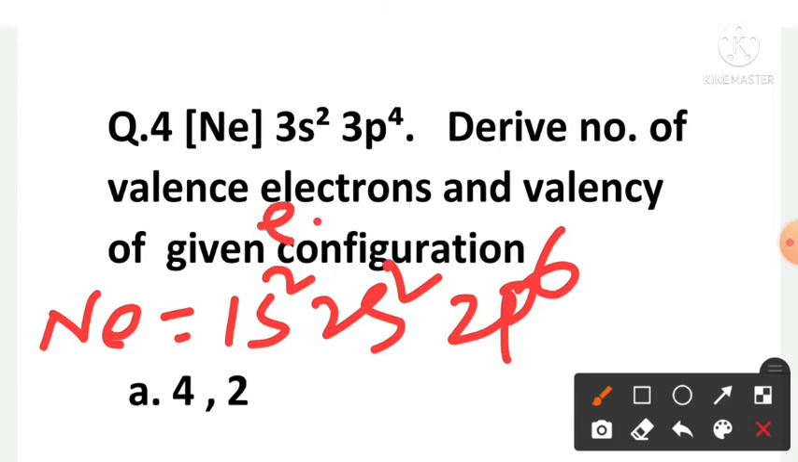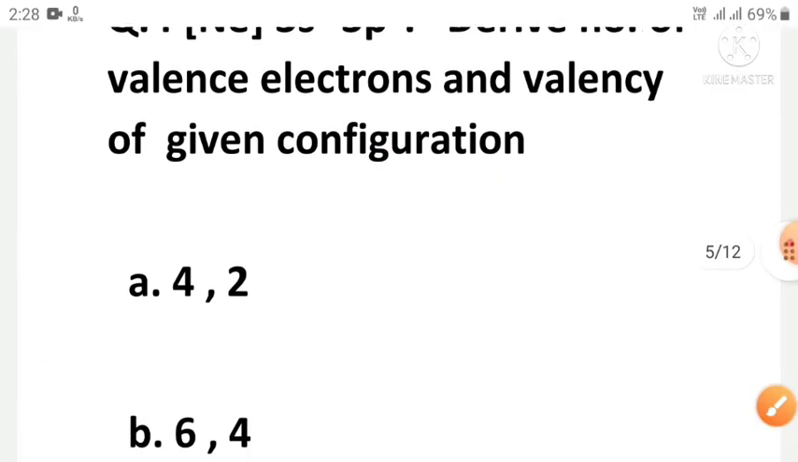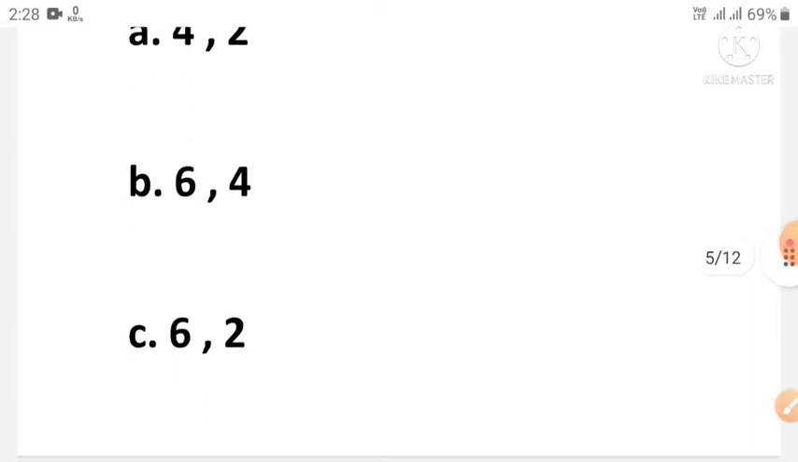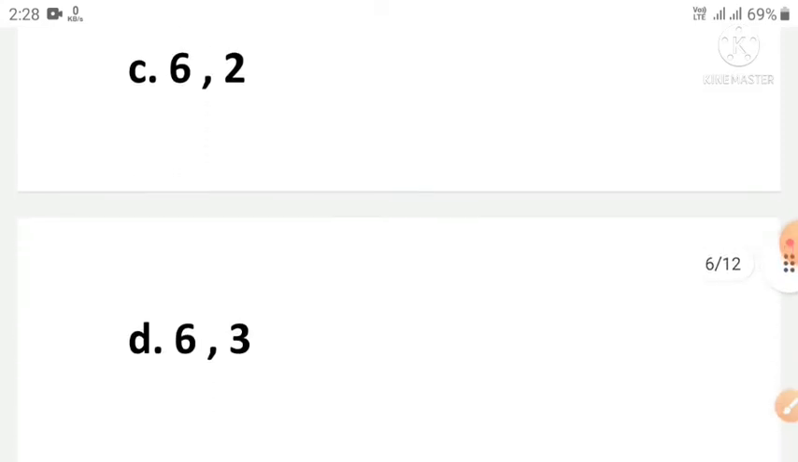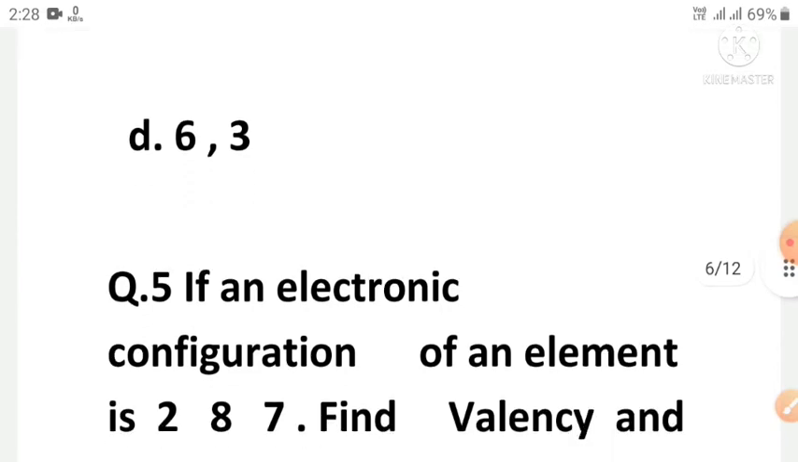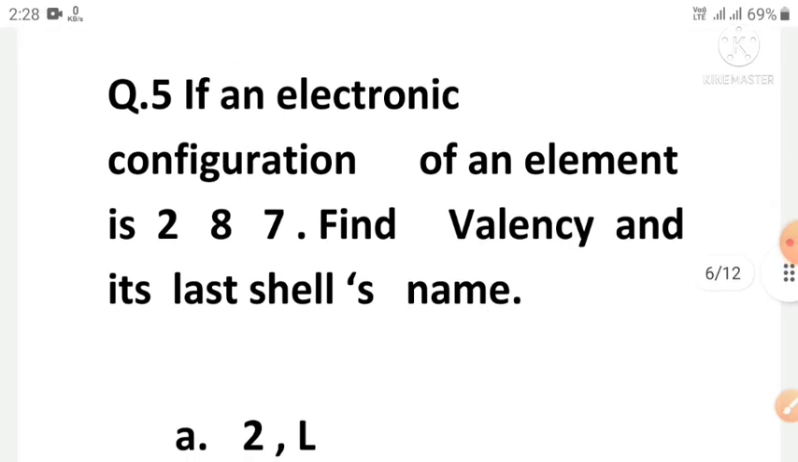Now here 4 options are given: A 4 and 2, B 6 and 4, C 6 and 2, D 6 and 3. Now you have to choose the correct option. Now we see question number 5.